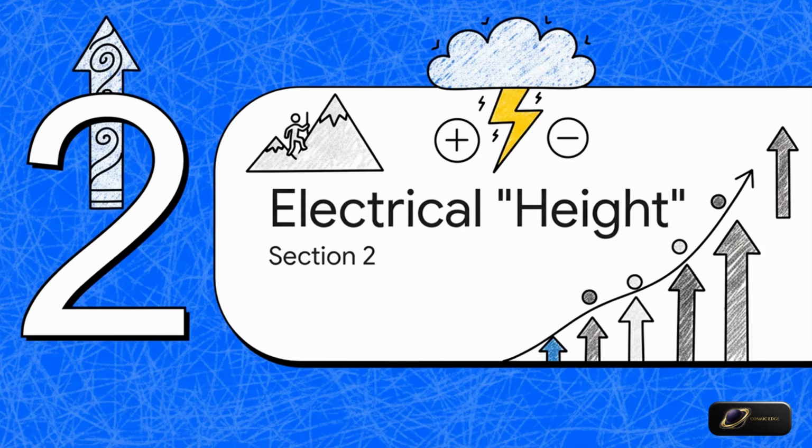So this powerful idea lets us define a property of space itself. And the best way to think about it is as an electrical version of height. Right? The higher up you lift a book in a gravitational field, the more potential energy it has. It's the exact same principle for charges in an electric field.